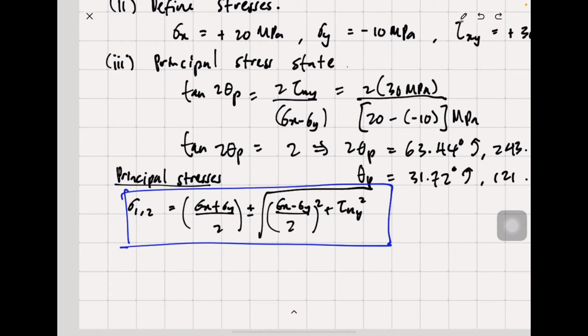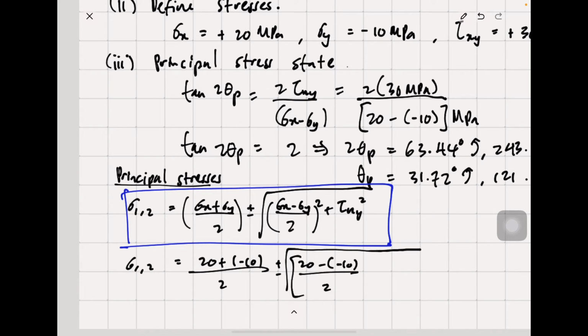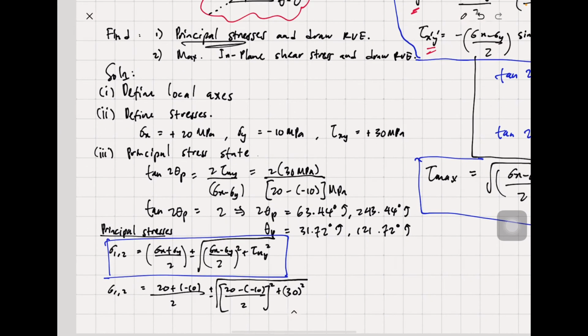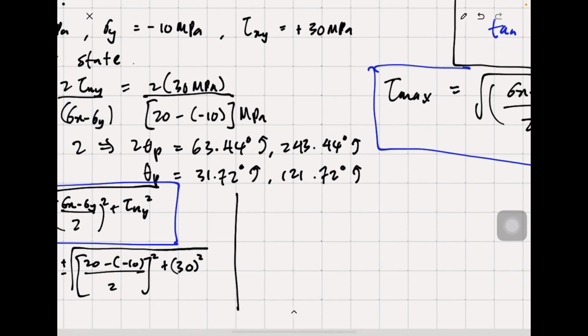Sigma 1, 2 equals to 20 plus negative 10 over 2 plus minus square root of 20 minus negative 10 over 2 square, the square bracket, and 30 square. So we can project our answers in sigma 1, 2 is equals to, by simplifying the equations that we have just now, 5 plus minus 33.54 megapascal.